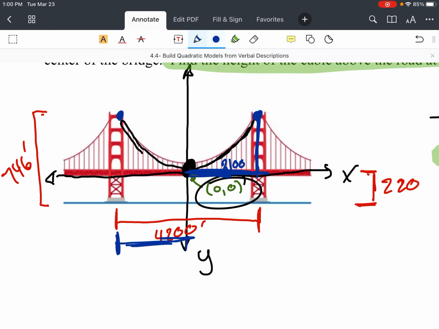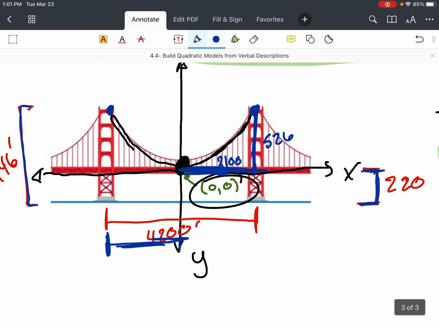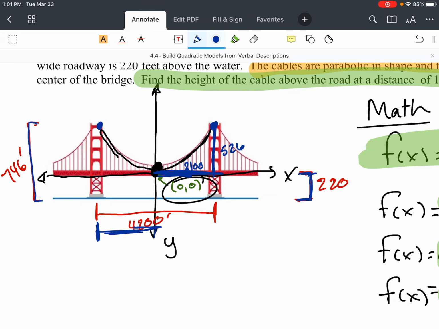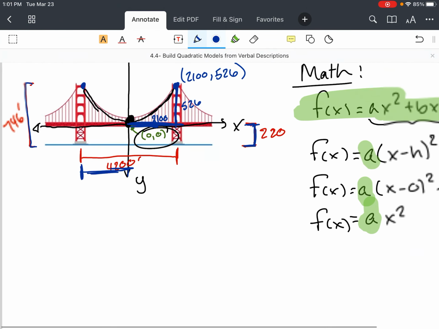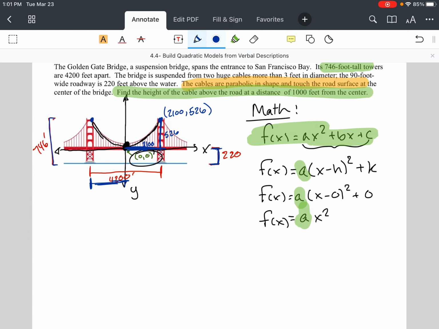Okay, then we can figure out what the height of the tower is above the roadway, which again, remember our roadway represents our x-axis. The way we can do this, we've got the total height of our tower, and we can subtract the distance from the water to the top of the roadway, and we get that the height is about 526 feet. So we know that this point would be (2,100, 526). So we've got our x and our y.